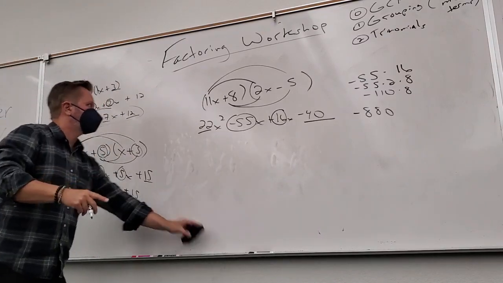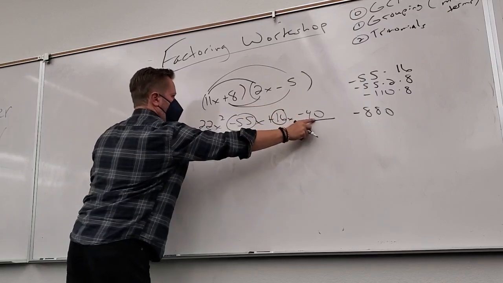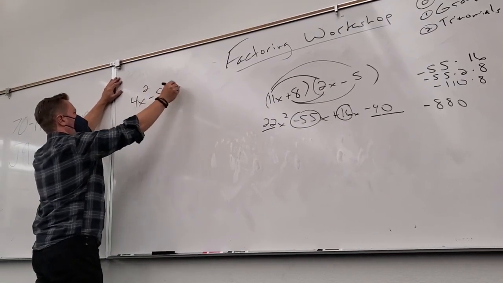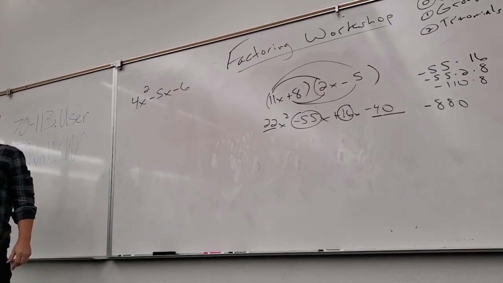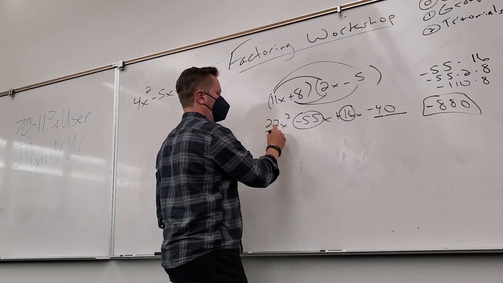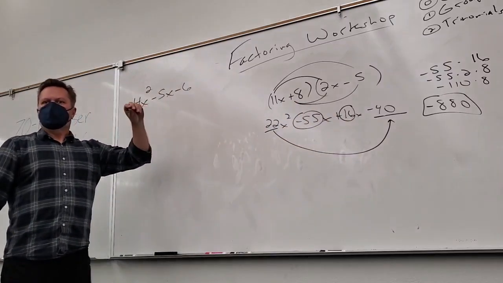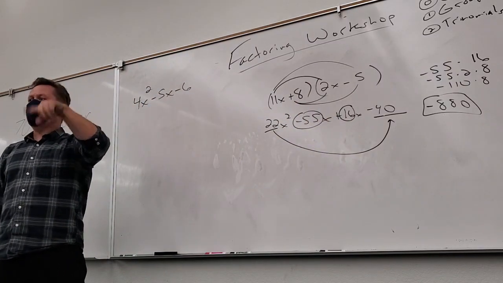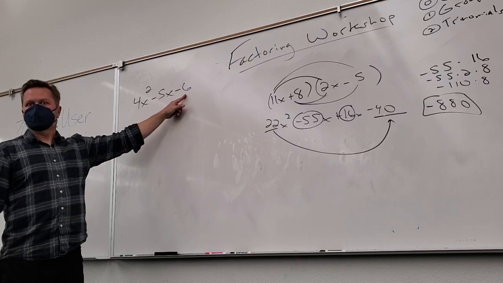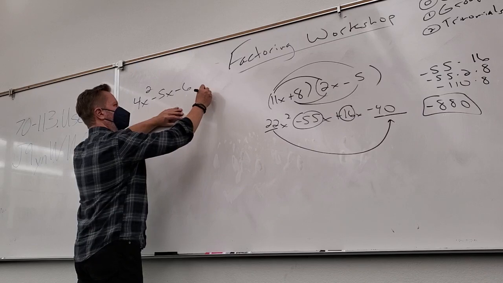So, let's see. What if I had this? Notice, this times this is the same as this times this, right? This number right here came from 2 places. It came from this first thing times this last thing, and then it came from the 2 middle ones. So on this problem, I can figure out what its number is. Can't I take the first times the last? Yes. 4 times negative 6 is negative 24.